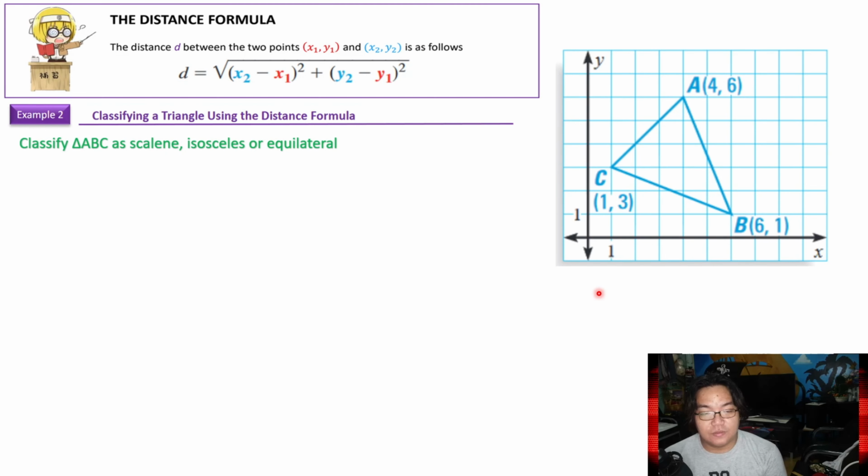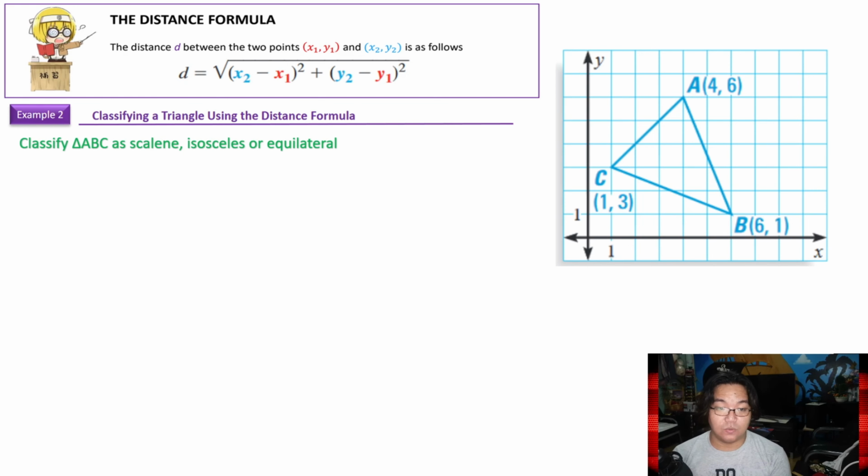Now, how do we use the distance formula to classify a triangle? Say for example, triangle ABC in this figure has the following vertices: A located at the coordinate 4, 6, B at 6, 1, and C at 1, 3. Let's identify if this triangle is an isosceles, an equilateral, or a scalene triangle.